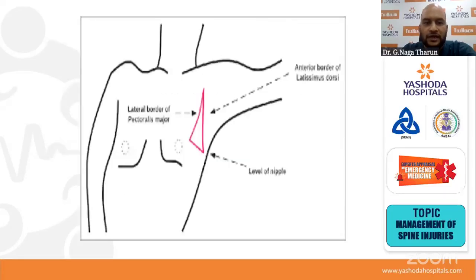These are the borders for ICD insertion. It is placed in the fifth intercostal space, mid-axillary line. Anteriorly it is bounded by the lateral border of pectoralis major, posteriorly by the anterior border of latissimus dorsi, and the base is at the level of the nipple at the fifth intercostal space.